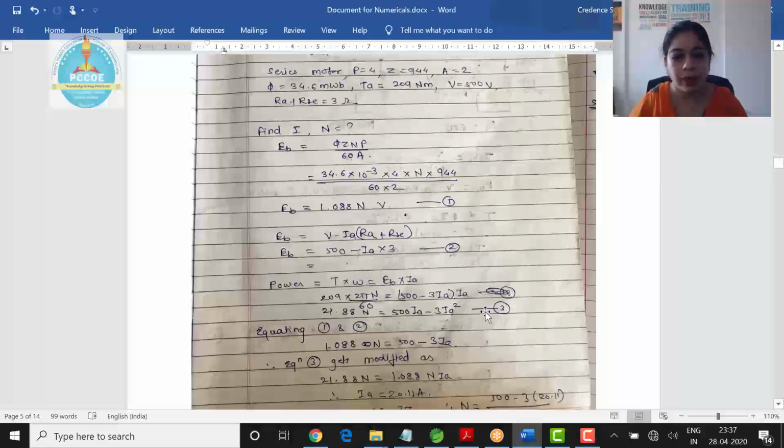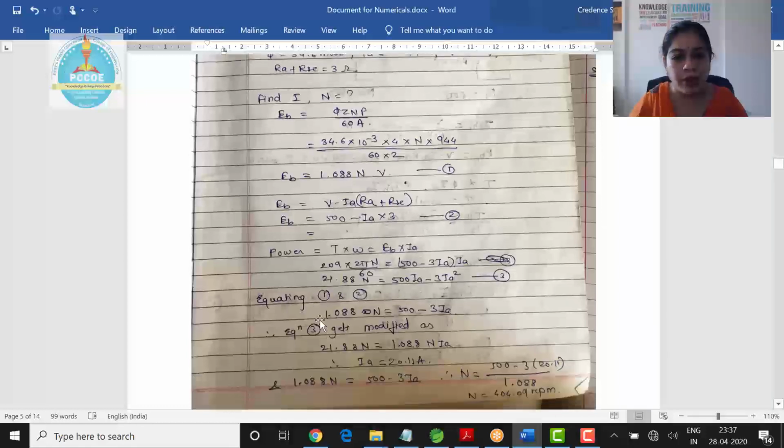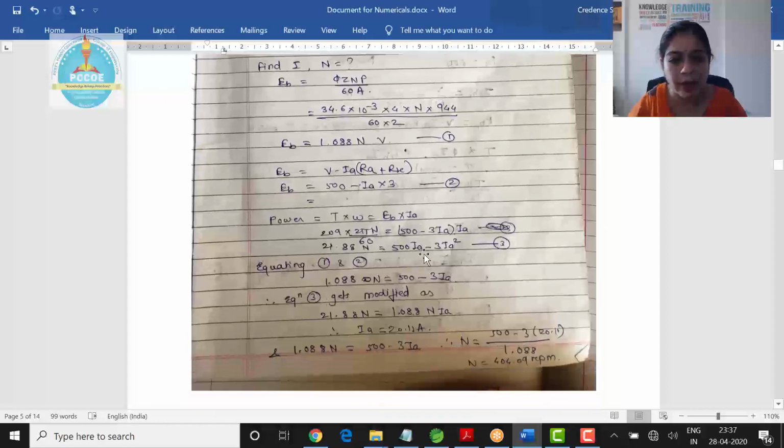EB into I. So here by solving this I can get the value as 500I minus 3I square. This is the third one. So equating 1 and 2 I can get the value of 1.088 n is equal to 500 minus 3 into I. So hence equation 3 gets modified as, I can modify this part in this equation. So I can get 21.88 n is equal to 1.088 n into IA.